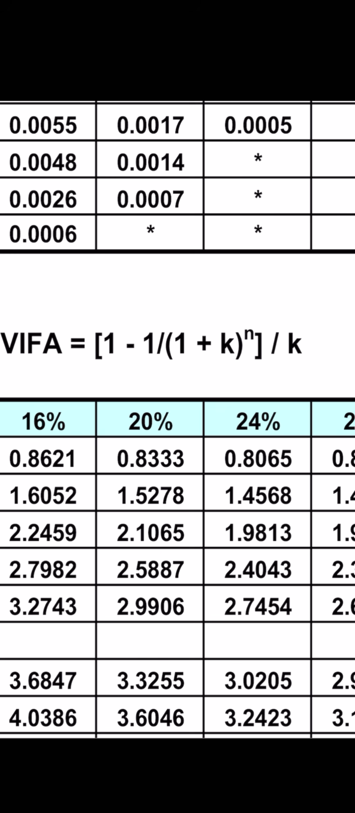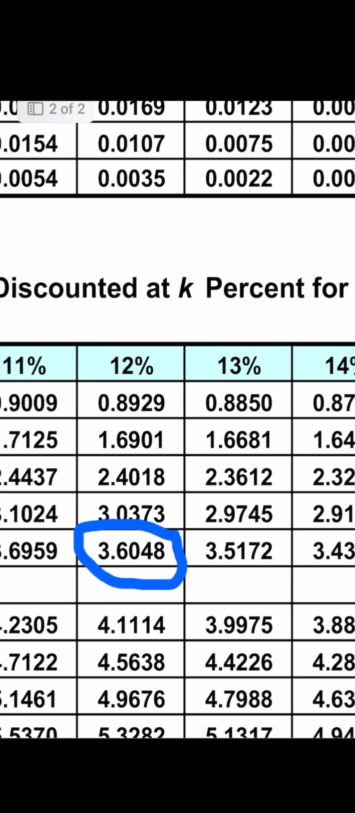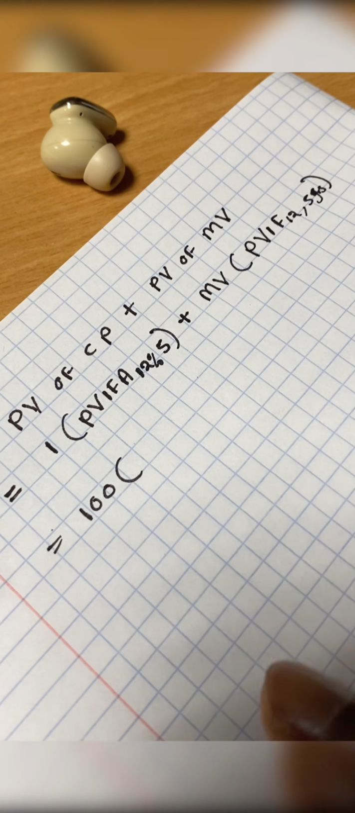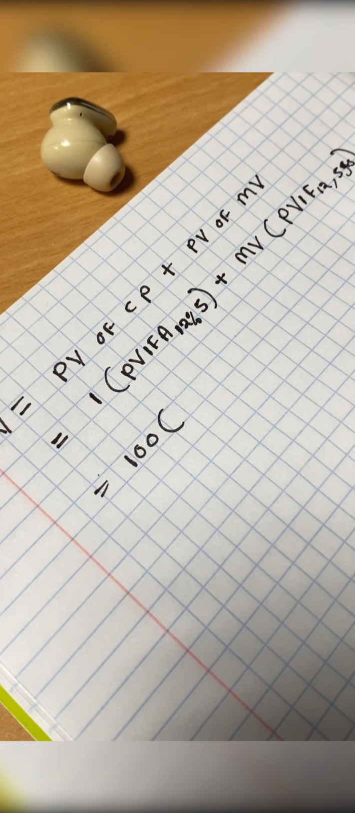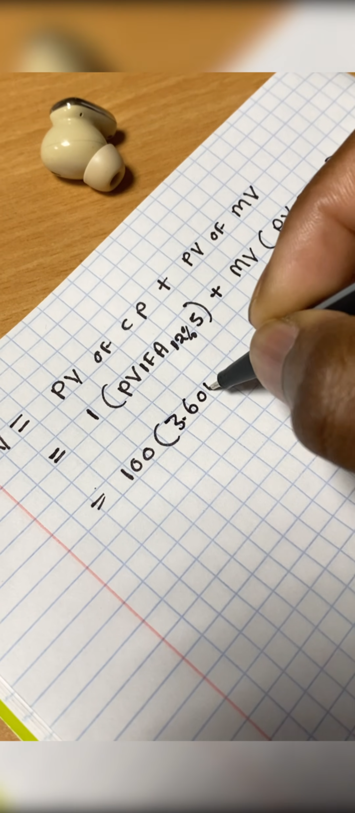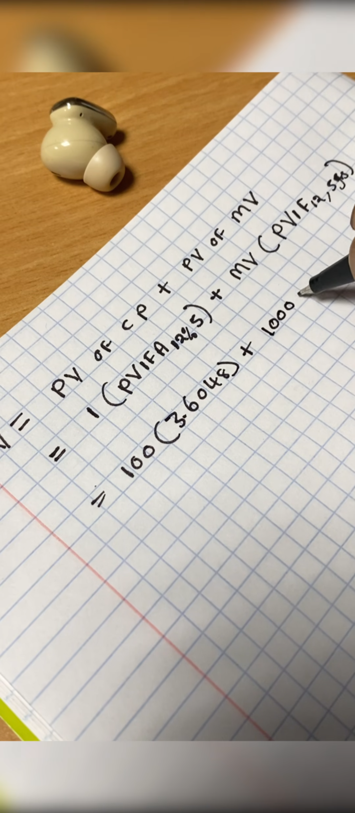Okay. So let's put in our present value interest factor. We found what is in the table, so we can just insert it here. We said it's 3.6048, then plus the maturity value, which is always 1000.